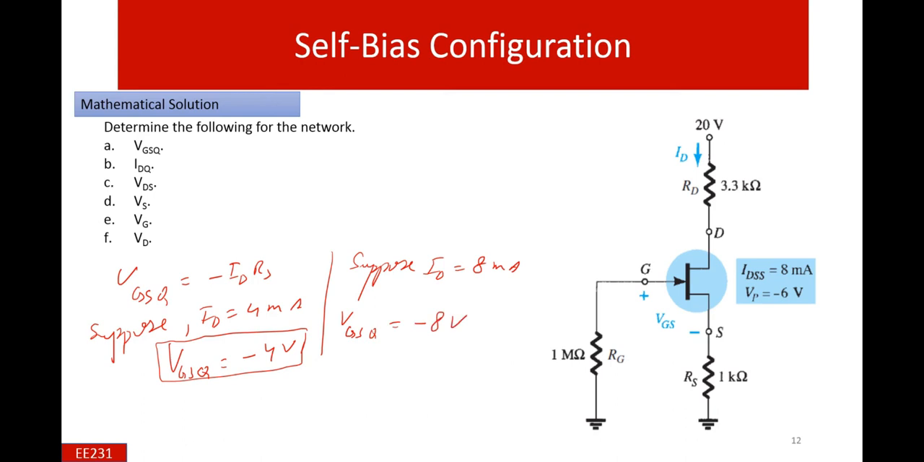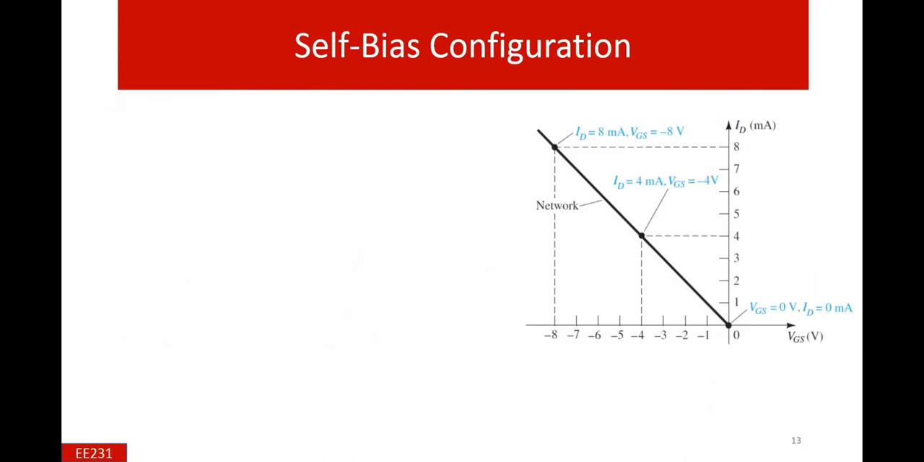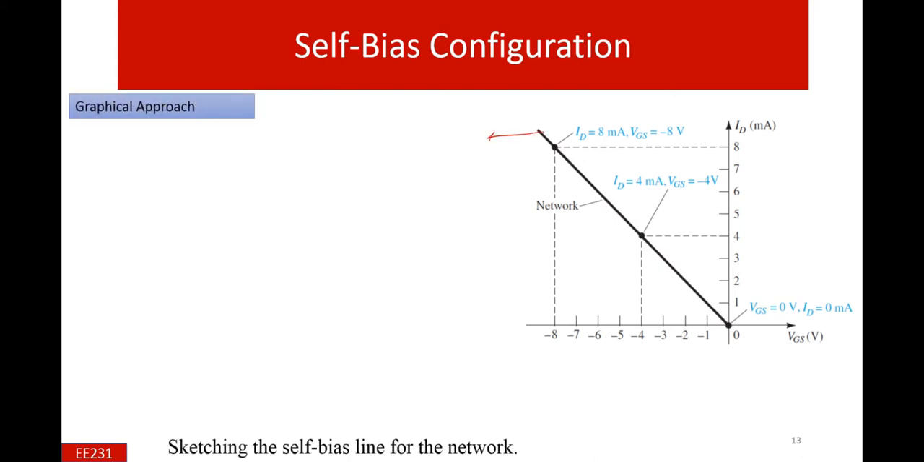So this is the situation: for different values of the current we can find the corresponding values of VGS. From this discussion we can clearly see that for any value of the current, VGS always follows a straight line. Similarly, if we select any value of VGS, then we can find the corresponding value of ID, and this is the situation we discussed here. This graph is VGS equal to minus ID RS, and this is the graph shown here.